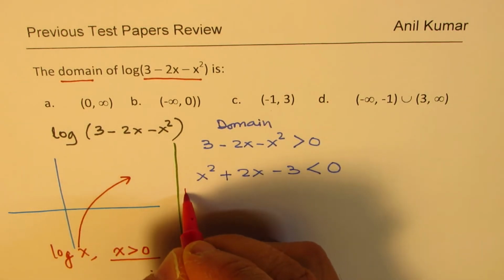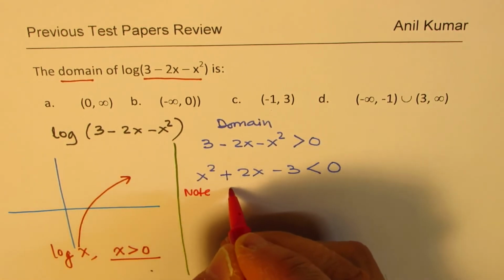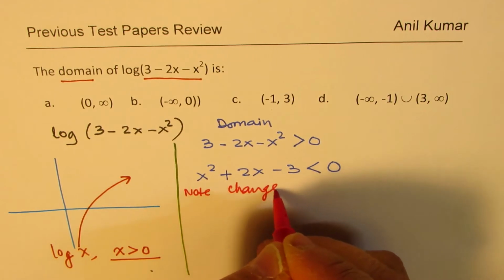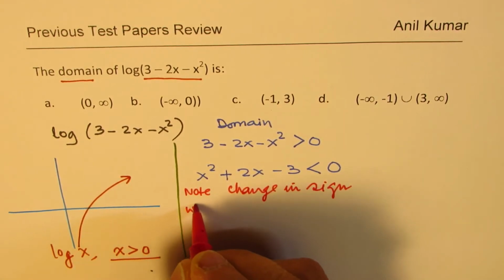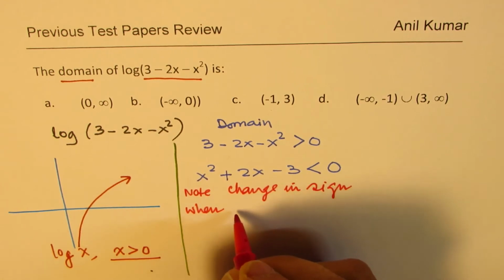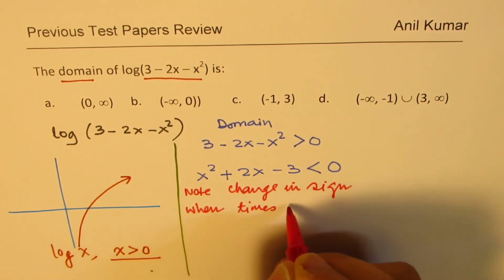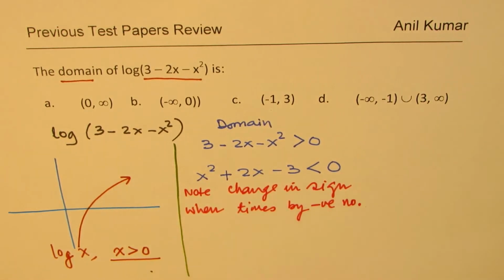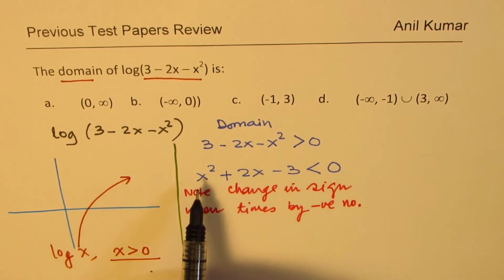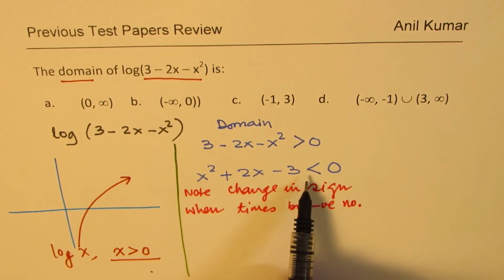So note the change in sign when multiplying by a negative number. Perfect. So the sign changes. This is very critical, okay? If you don't do this sign change, then you get a wrong answer, obviously. Now it is a simple quadratic which needs to be factored.